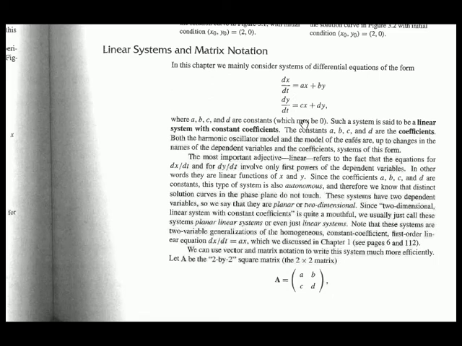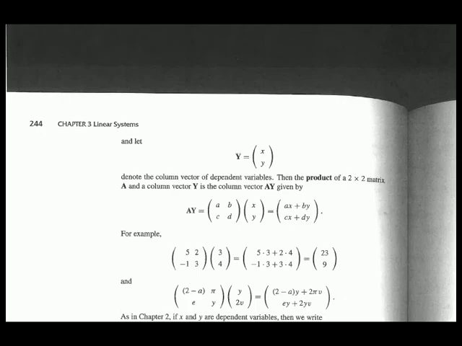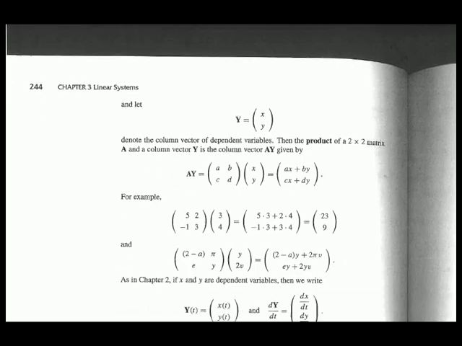And we'll often write it in matrix form. If A is the matrix [a, b; c, d], then you can write your system as dy/dt equals Ay, where A is this matrix and y is the vector of two unknown functions, and dy/dt is the derivative of the vector (x, y).